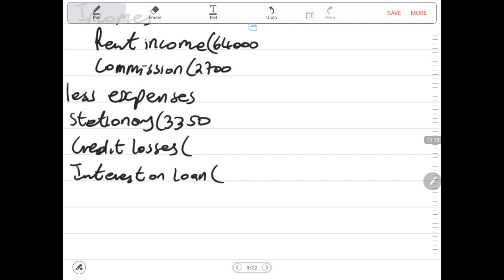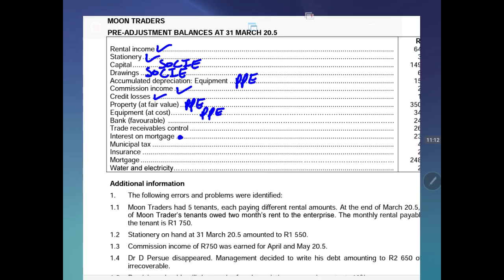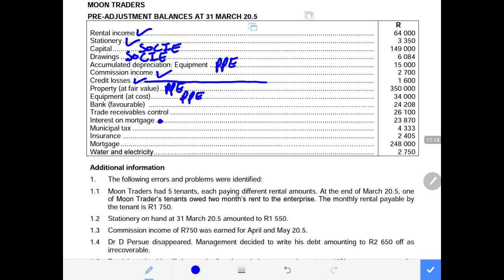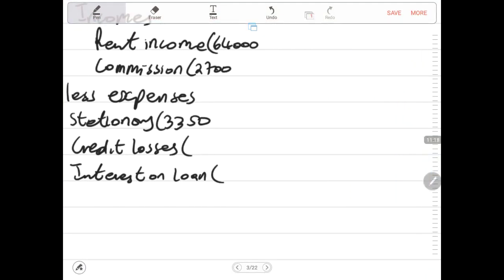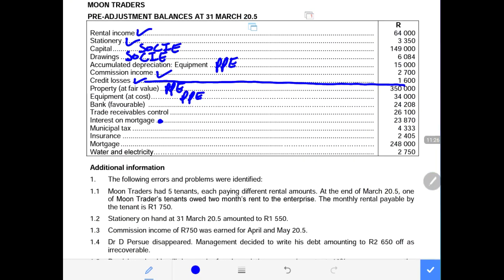Credit loss, I forgot to write the amount. Credit loss is an expense of 1,600 rands. Interest on the mortgage loan. Let us look at the interest. Remember, this interest is interest that was already paid, 23,870.